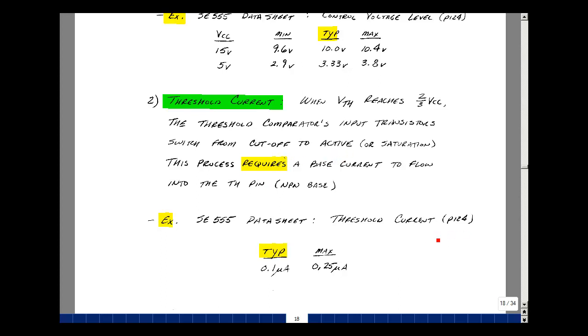Also on page 124 of the data sheet, the typical value is listed as 0.1 microamp for the current that's needed to go into the comparator to get it to switch states. Again, it's going to be going from a case of being, say, cut off to either active or saturated. But this could be as high as 0.25 microamps.